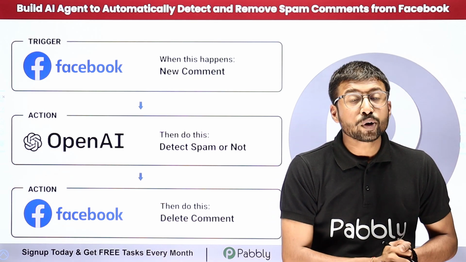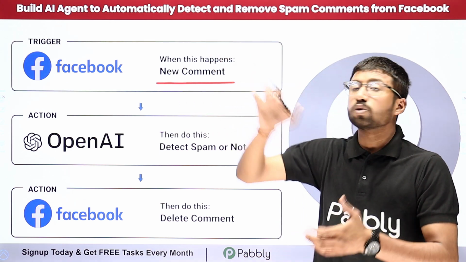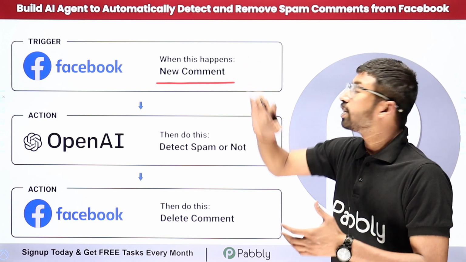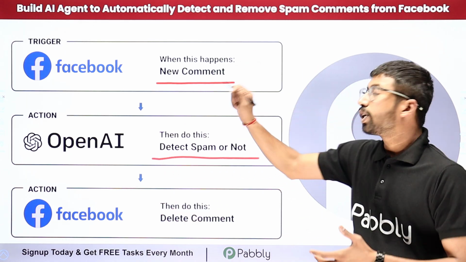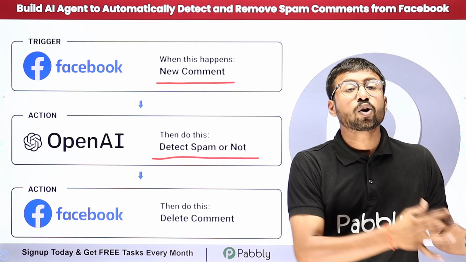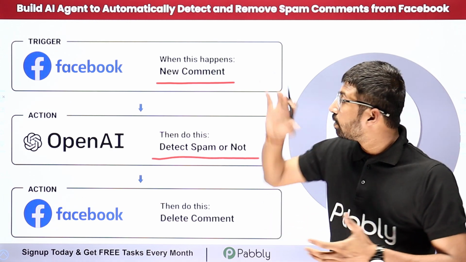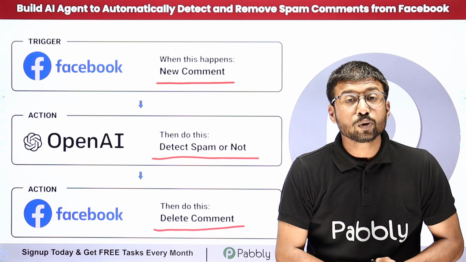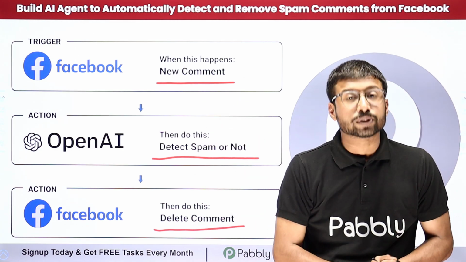So in this video, we are going to build an AI agent which, whenever we receive a new comment on our Facebook page or on the ads which we are running on our Facebook page, will capture the new comment and send it to an AI platform like OpenAI. Using OpenAI, we are going to detect whether the comment we have received is spam or not. And if the comment is spam, this AI agent is automatically going to delete the same comment from our Facebook page post.